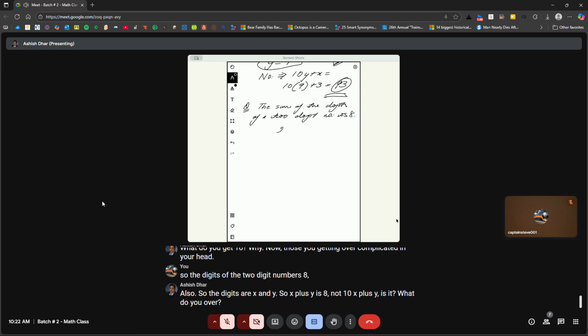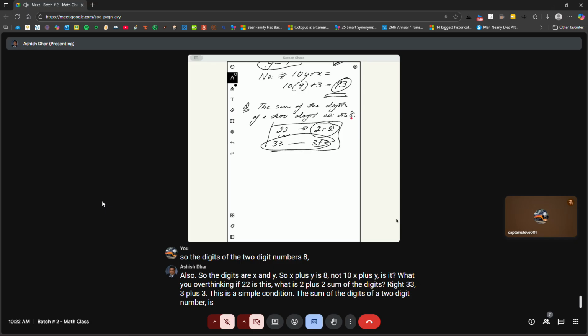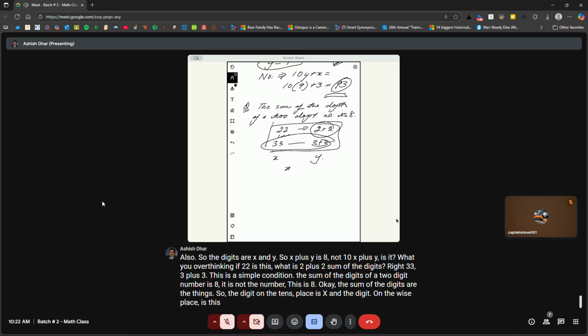What are you overthinking? If 22 is this, what is 2 plus 2? Sum of the digits, right? 33, 3 plus 3. This is a simple condition. The sum of the digits of a 2-digit number is 8. It is not the number. The sum of the digits is the thing. So the digit on the tens place is X, and the digit on the units place is Y. So X plus Y is 8. That's it.